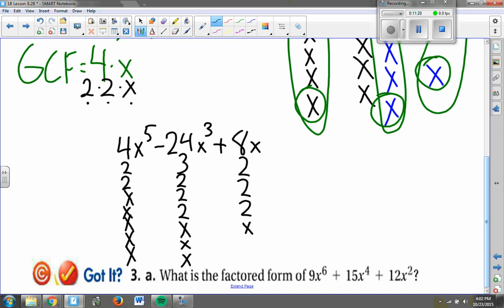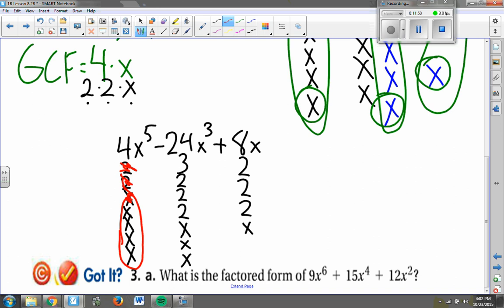Okay? So for example, in my 4x to the 5th, if I take away both of the 2's, there's 1 gone, there's 2 gone, and I take away one of the x's, that is gone as well. What am I left with? I am left with x times x times x times x, 4 x's.